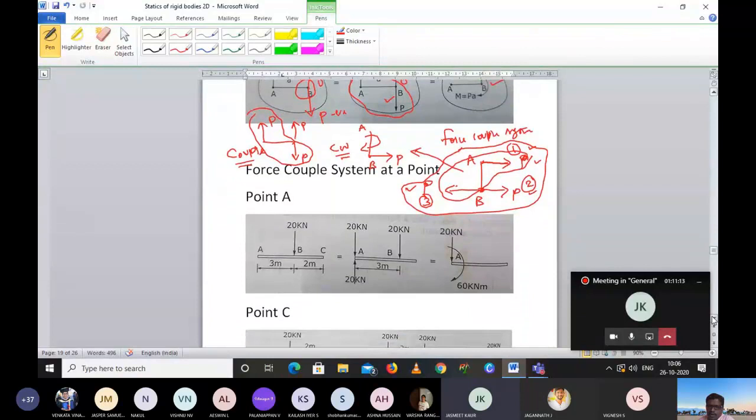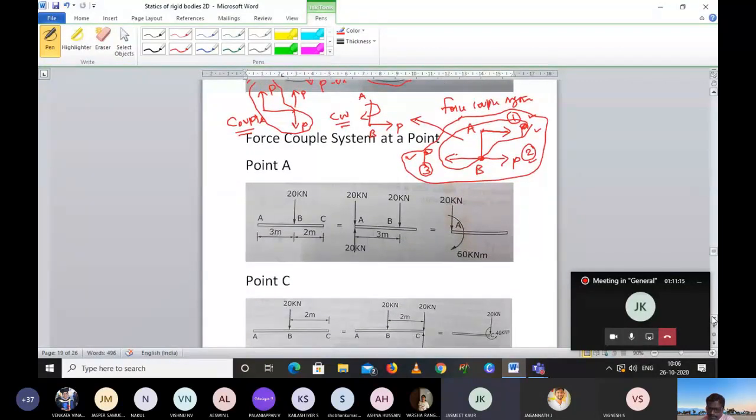So now consider point A. Listen, with this I am winding up. Consider point A, point B, point C. Now I have to make it as a force couple system. What I am doing is taking point A as reference. I am applying the same 20 Newton in A also. One is positive, another one is negative. Is this diagram correct?